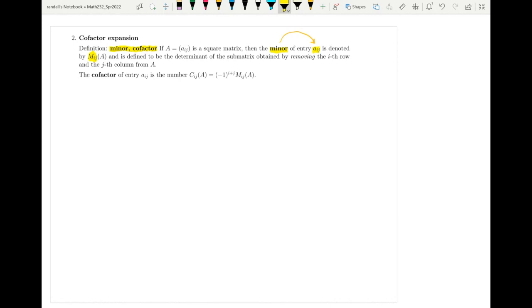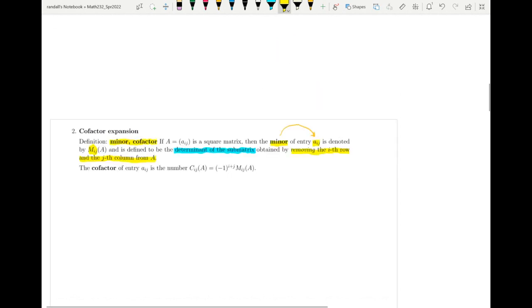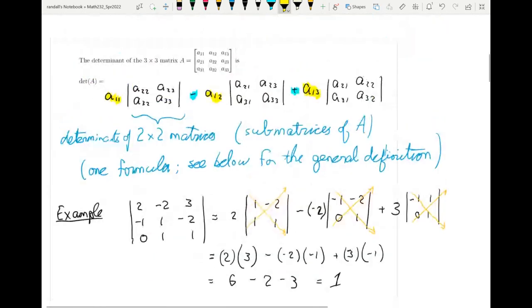Now this minor is itself a determinant of a submatrix. Okay, and that's what we were doing above. So it's a determinant of a submatrix, this Mij. So the Mij is going to be a little bit of work to compute. And as I suggested above, it's obtained by removing the ith row and the jth column of A. And that's what I did above when I was considering an entry in the matrix. Here it is up here.